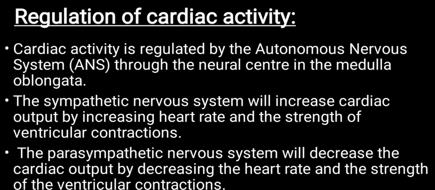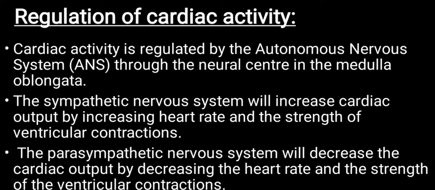In class 10, we learned about the two types of nervous system, the central nervous system and the peripheral nervous system. In addition to these two, there is another type of nervous system called the autonomous nervous system, and this is controlled in the neural center, that is the medulla oblongata in the brain.